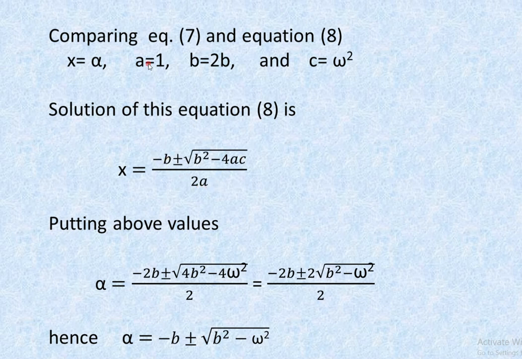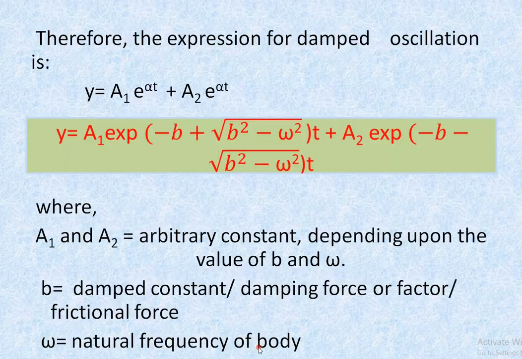By putting the values of a, b and c in this equation, we get alpha is equal to minus 2b plus or minus under root 4b square minus 4 omega square divided by 2. By calculating it, we get minus 2b plus or minus 2 into under root b square minus omega square by 2. So alpha has the value minus b plus or minus under root b square minus omega square. So the general solution of damped vibration is y is equal to a1 e raised to alpha t plus a2 e raised to alpha t.